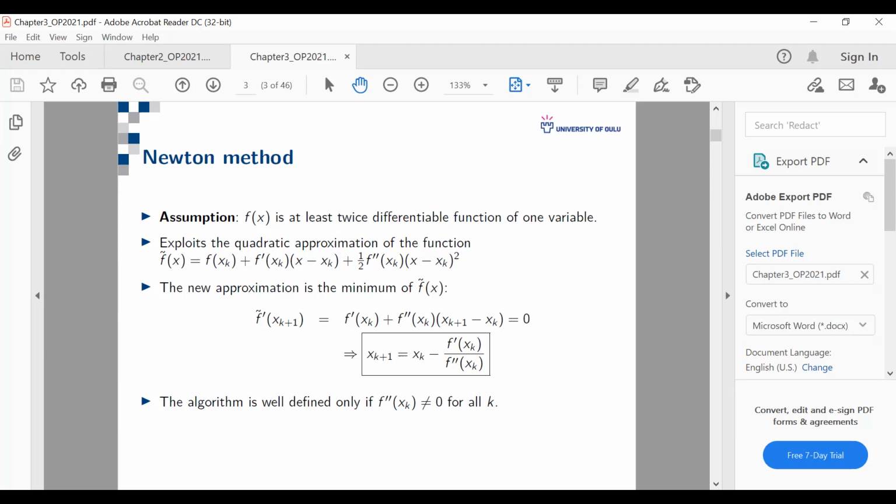Then there are some results concerning the convergence rates. It says that if certain criteria are satisfied.